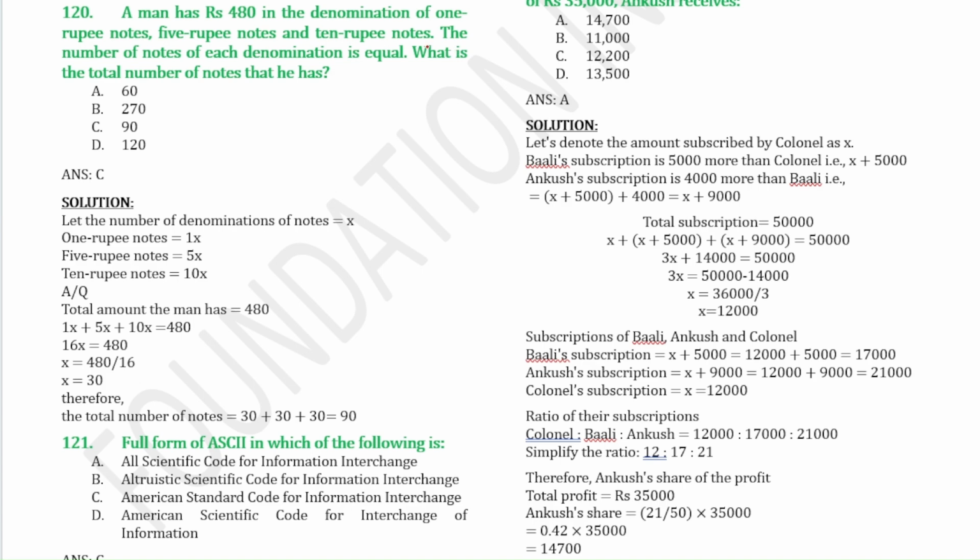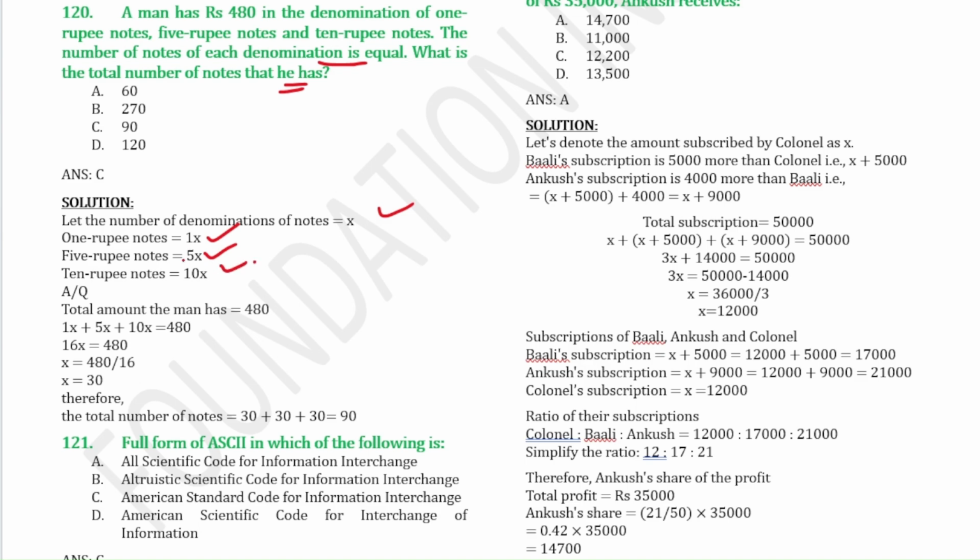So in this question, the number of notes of each denomination is equal. So what is the total number of notes that he has? Firstly, we will consider the number of notes of each denomination as x. So the 1 rupee notes will be 1 into x, the 5 rupee notes will be 5 into x, because we don't know the number of notes, right? And then for the 10 rupee notes, it will be 10x.